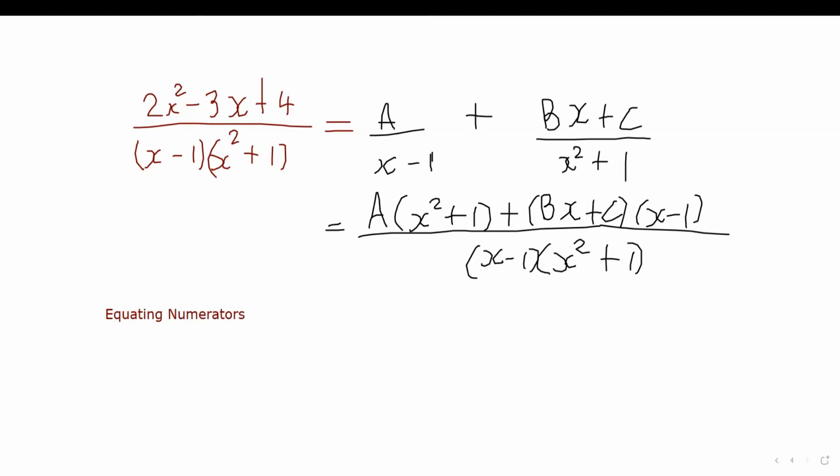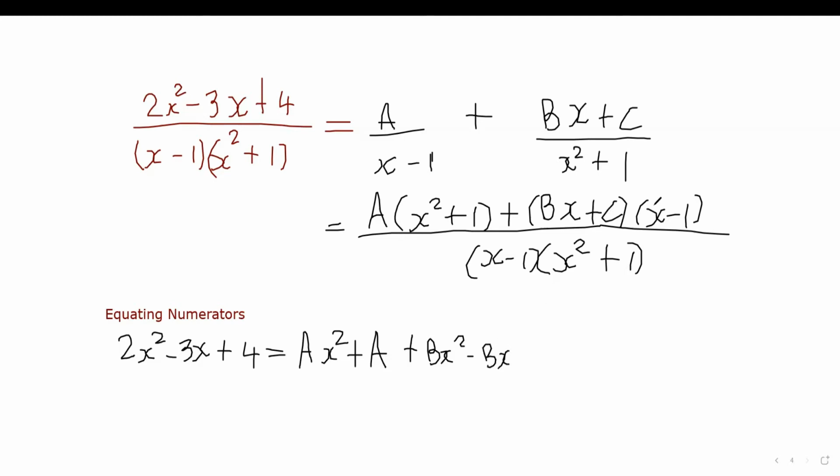All right, so equating the numerators, we're going to have this quadratic right there, 2x squared minus 3x plus 4, and it's going to be equal to this numerator right here. So we can just expand out this numerator, and we're going to get A times x squared is Ax squared plus A times 1 is A. Then we have this quadratic part to expand: Bx times x is Bx squared. Then Bx times minus 1 is minus Bx. Then C times x is plus Cx. And then C times minus 1 is minus C.